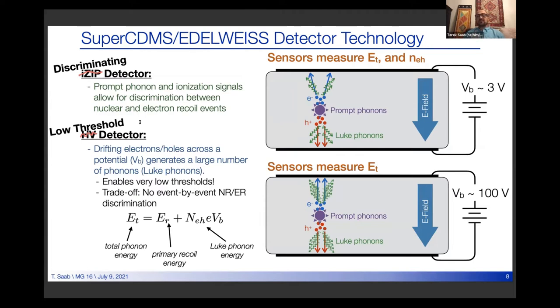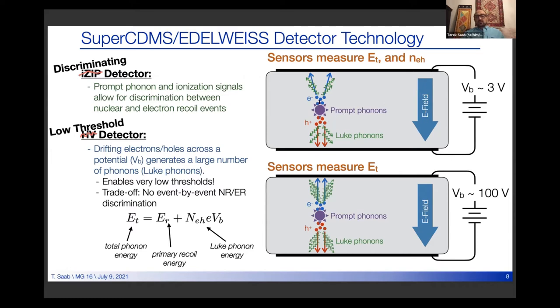The only difference between the two is the magnitude of the applied electric field. And I'll explain why very briefly. But first, let me say what happens in this device when an interaction occurs, whether it's from a dark matter particle or something else. The deposited energy will create a population of electrons and holes, as well as a population of phonons. And you can measure both of them.